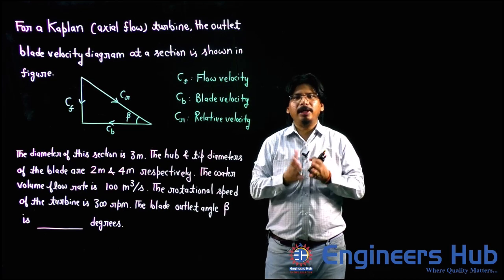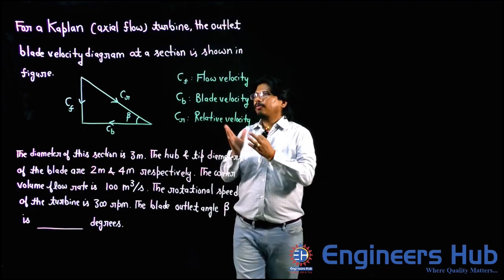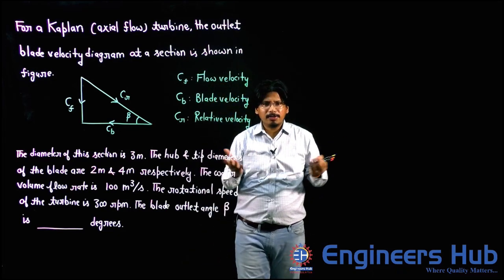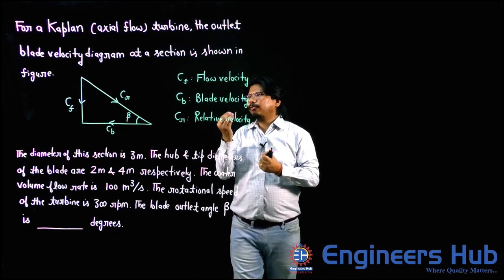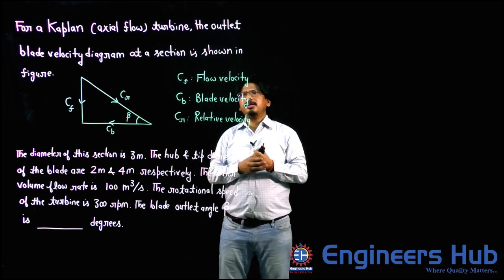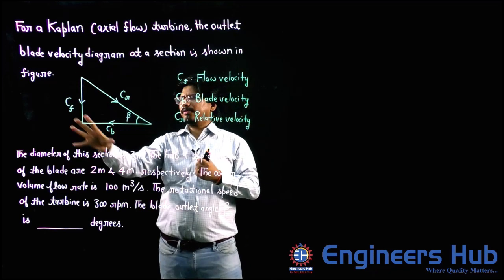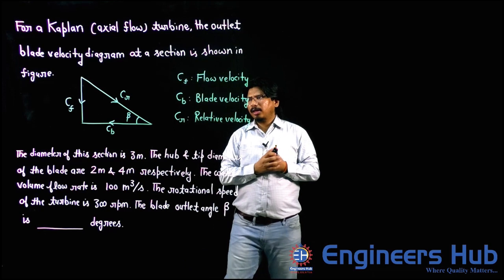Very simple question based on Kaplan turbine. So let us read the problem. For a Kaplan turbine, in bracket axial flow turbine, of course we know Kaplan turbine is basically an axial flow turbine, the outlet blade velocity diagram at a section is shown in the figure. So at a particular section they have given this outlet blade velocity diagram.